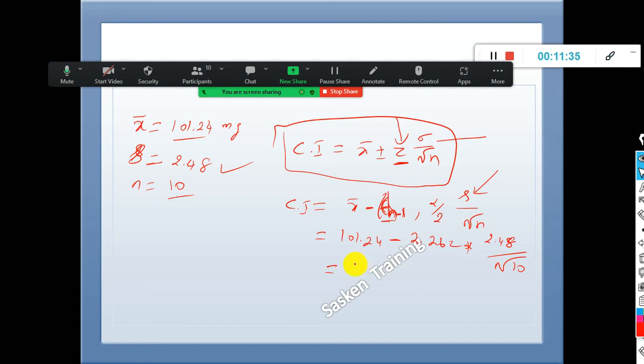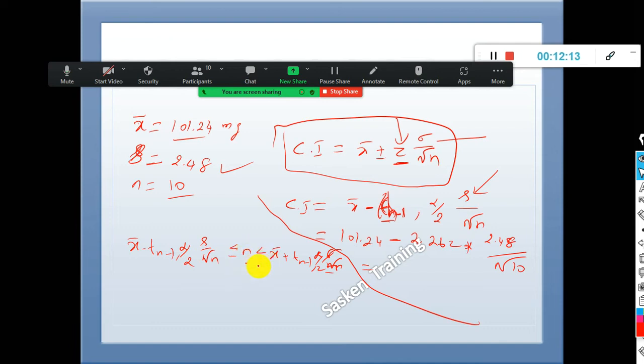If I solve this, ideally x bar minus t with n minus 1, comma alpha divided by 2, into s divided by square root of n, is less than or equal to the mean, which is less than or equal to x bar plus t with n minus 1, alpha divided by 2, into s divided by square root of n. So what it says here is this one.